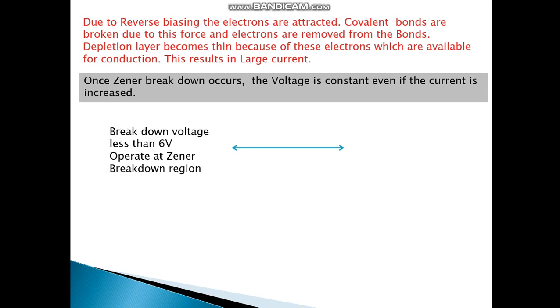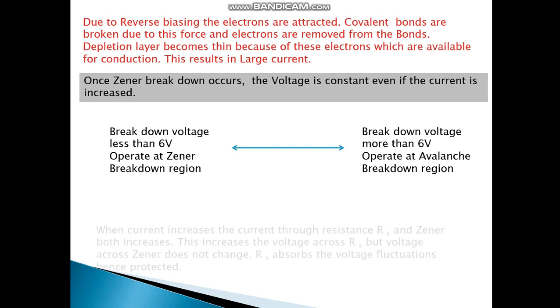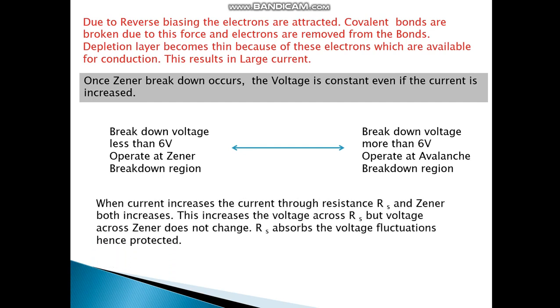If the breakdown voltage is less than 6 volt, it is operated in the Zener breakdown region. If the breakdown voltage is more than 6 volt, it operates in the avalanche breakdown region. When current increases, the current through the resistance Rs and the Zener both increase, and this increases the voltage across Rs. But the voltage across the Zener does not change. Rs absorbs the voltage fluctuations, hence the Zener gets protected.